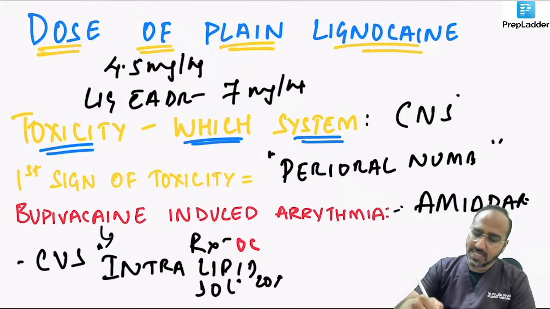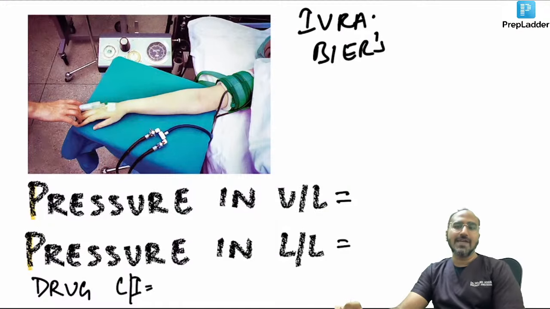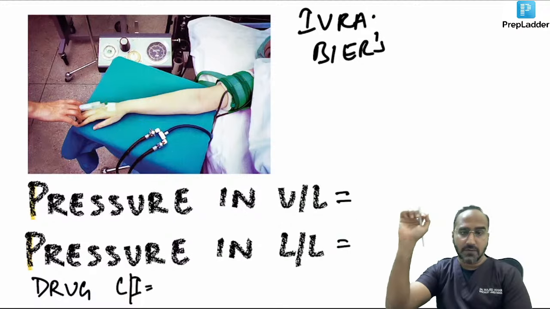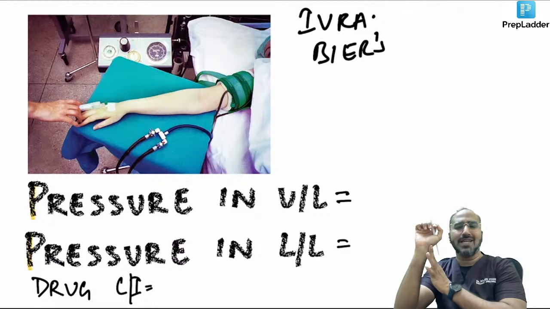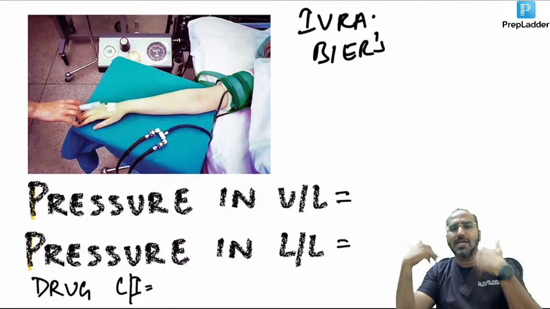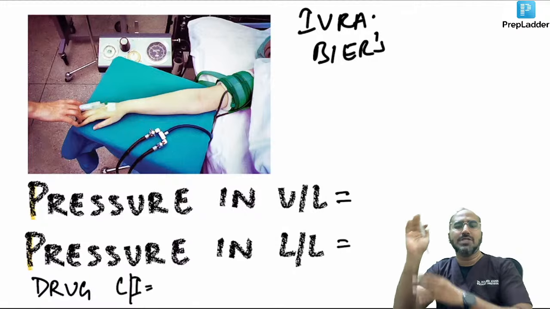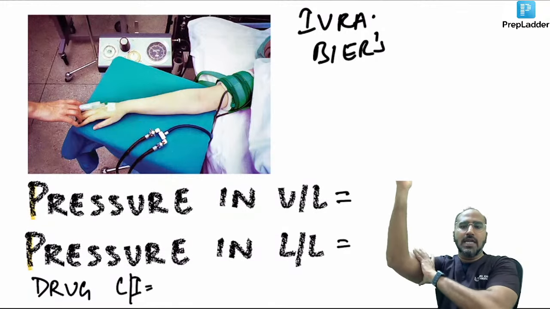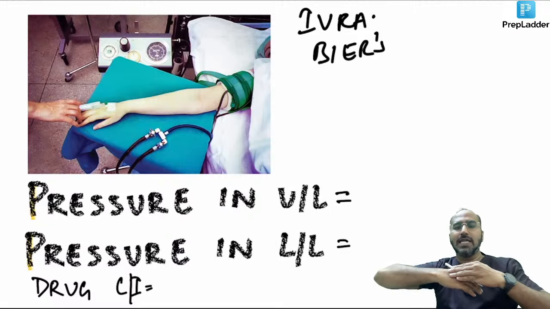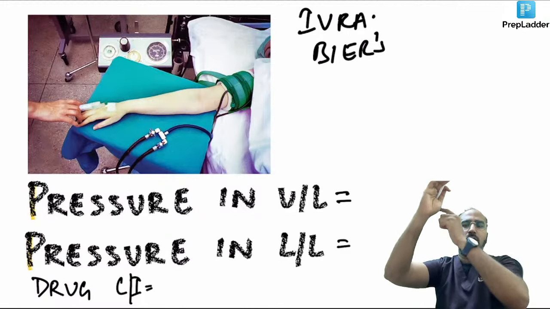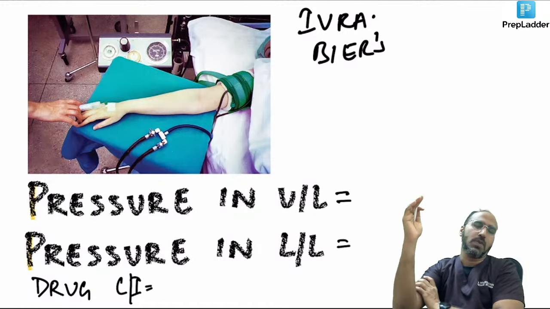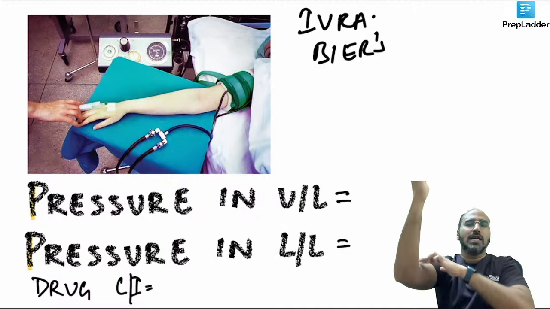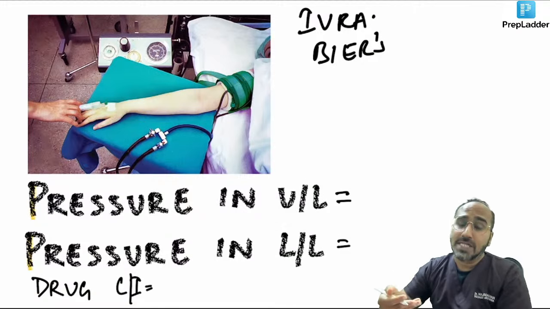Right? Next, I was telling you about IVRA, guys. IVRA is Bier's block. It's very simple, guys. If a patient is posted for a fracture of the radius or something, instead of making the patient fully unconscious, you just have to make this part numb. For making this part numb, you apply a tourniquet over here. You give a local anesthetic so that it is only blocking this part. That is called a Bier's block. This tourniquet which you are applying, you apply with some pressure so that the local anesthetic doesn't go up.